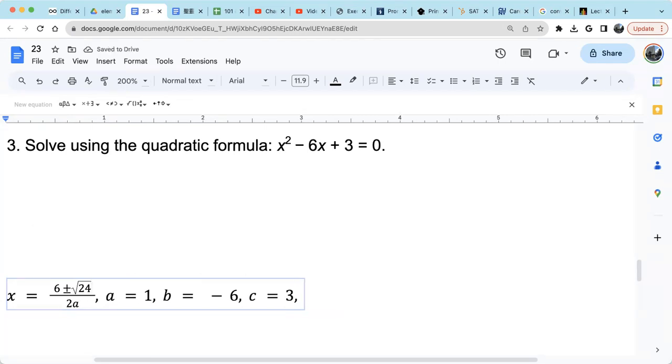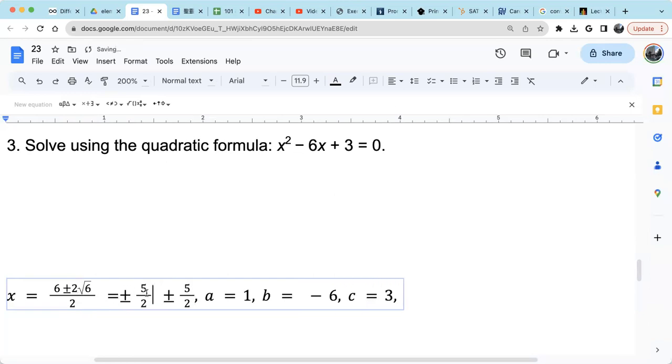24 can be simplified as 4 times 6, right? The square root of 4 is 2. The square root of 6, we just keep it, since it cannot be simplified. So 2 square root of 6. a is 1, so we just get 2 in the denominator. Now we can split into two. I'm going to change those numbers. Copy paste is easy. I get 6 divided by 2 plus or minus 2 radical 6 divided by 2.